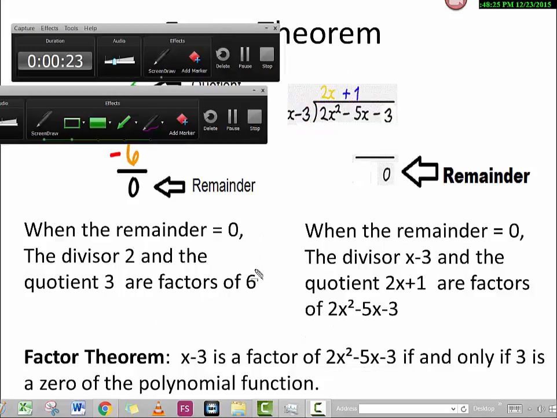Simply put, according to the factor theorem, x minus 3 is a factor of 2x squared minus 5x minus 3 because 3 is a zero. So basically, when you put 3 back into this function, you know it's going to be equal to, look at that. You simplify the whole thing, it's going to be equal to 0.